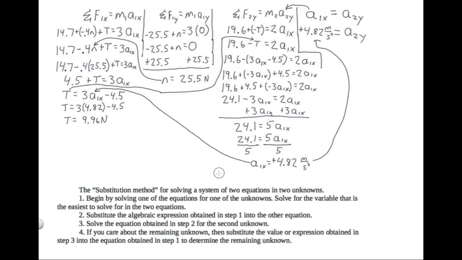Now here on the screen is a summary of the substitution method for solving the system of two equations in two unknowns. If you saw this problem on an exam, it would probably be better to use the addition method because for this particular problem, the addition method is simpler and involves fewer steps. But it's important to know about the substitution method because there are some other problems where the addition method works less well or does not work at all.